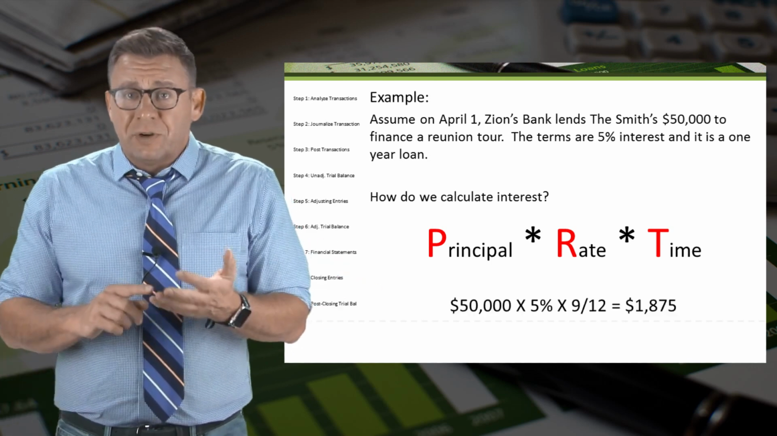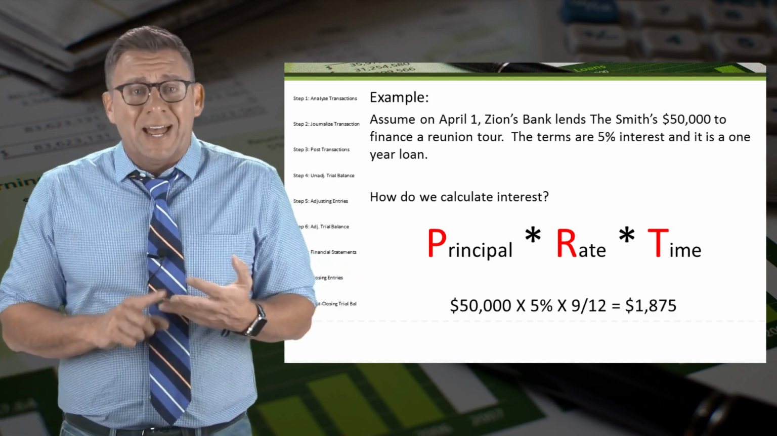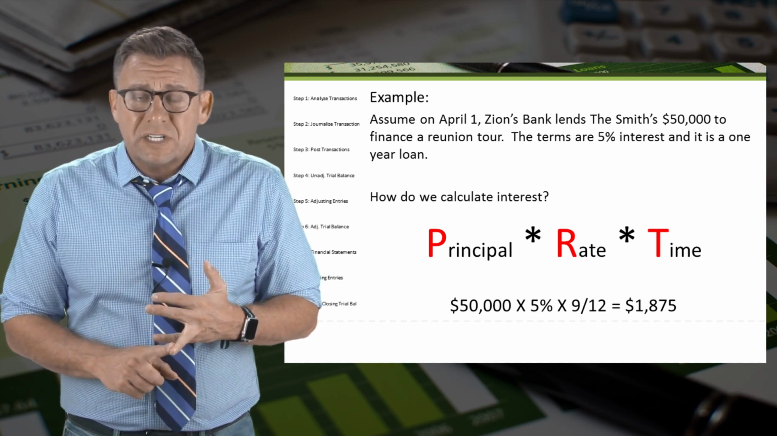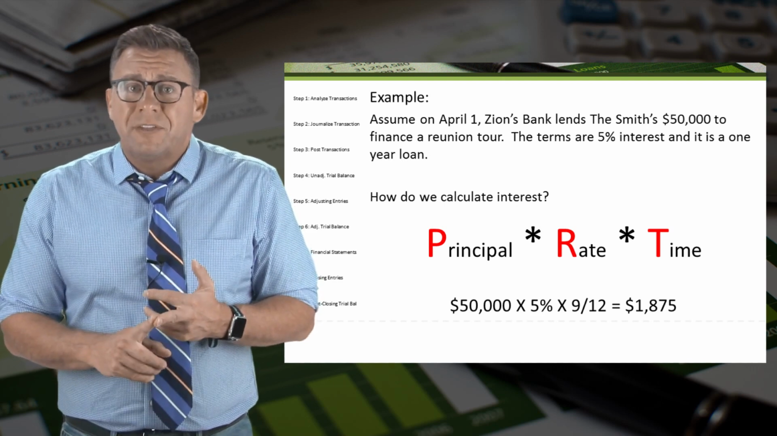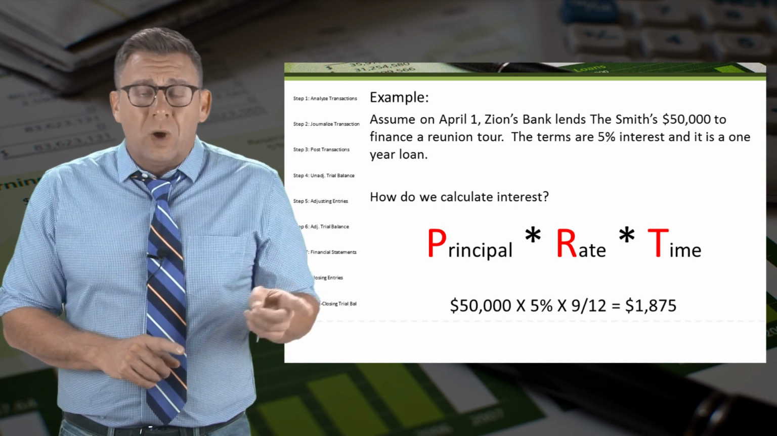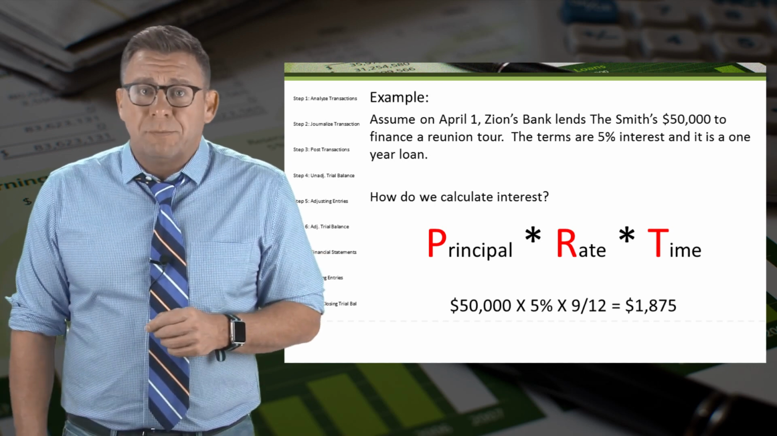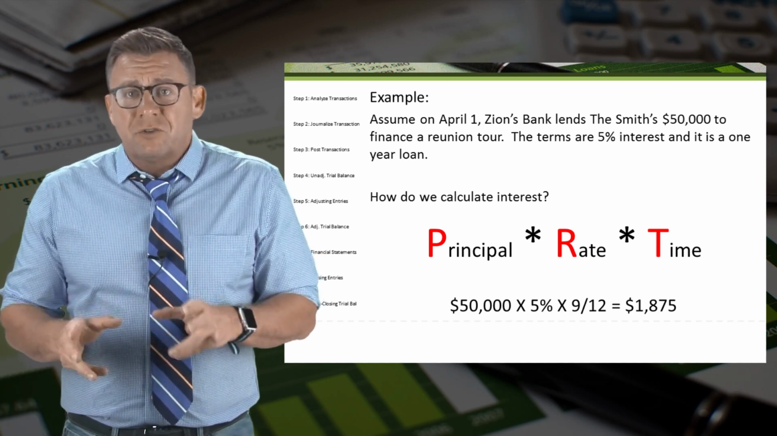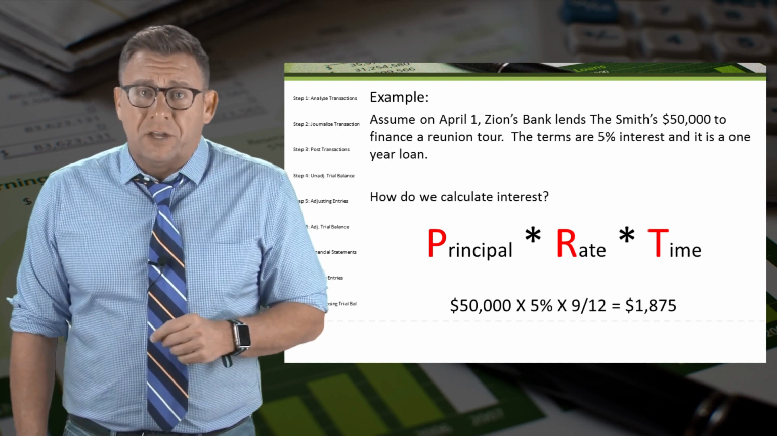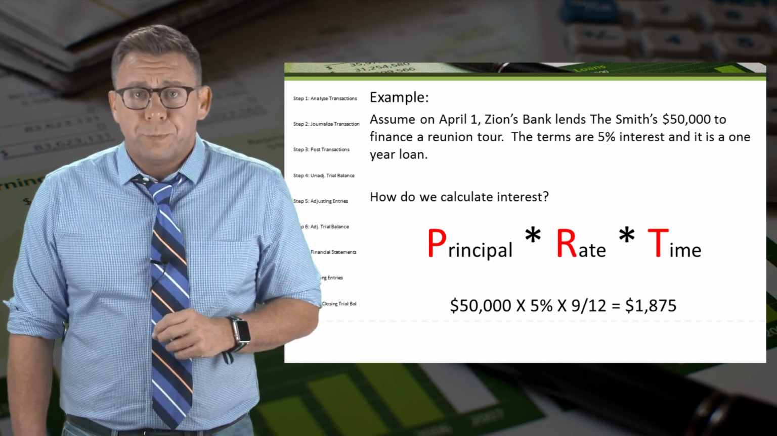In this example, the principal is $50,000 times 5% annual interest times 9/12 of the year. April 1 to December 31st is 9 months. Thus, the amount of interest revenue to accrue is $1,875.